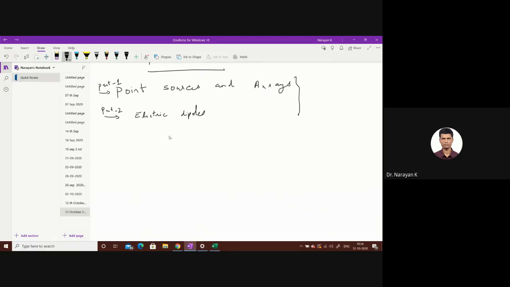Again, you can see the syllabus under point sources and arrays. You have introduction, point sources, power patterns, power theorem, radiation intensity, field patterns, phase patterns, array of 2 point sources, and so on and so forth. So this is what we will be reading now. Now I'll just write what is a point source.